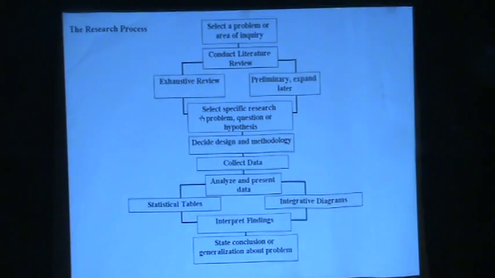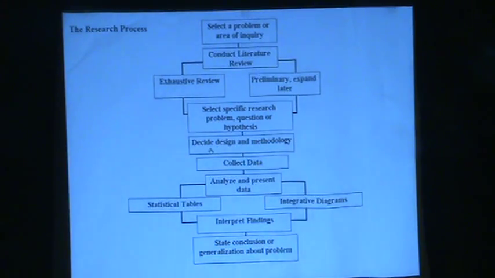Then you select a specific research problem, question, or hypothesis. Now, this is important. Many students want to put this step, selecting a specific research problem, up here before conducting the literature review. It doesn't really work well. You come up with an idea, and then you go to the literature, and the literature will inform you, and then you will be able to better inform yourself about a question. So you should do the literature review, or at least a preliminary literature review first, so you can inform yourself about what you're looking at, and then select a specific research problem, question, or hypothesis.